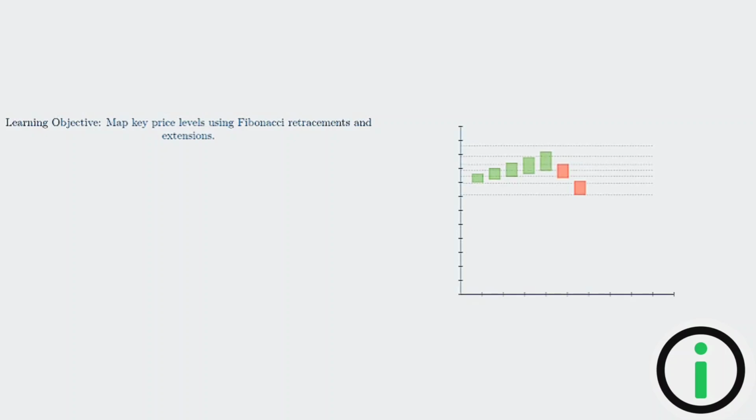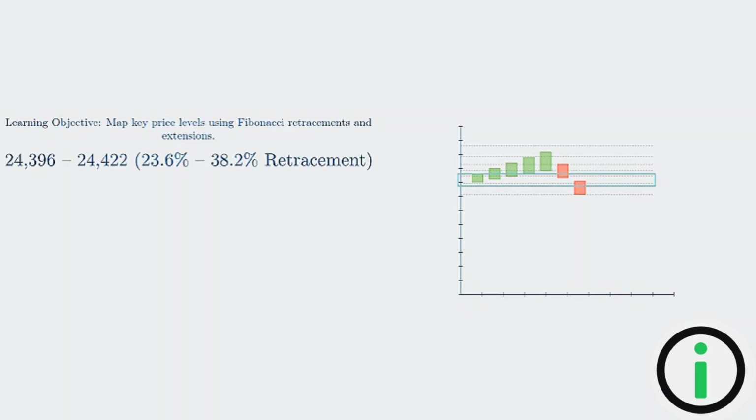To manage our risk and set realistic targets, we use Fibonacci levels anchored to the recent price action. Using the high-low range of the expiry session, we can identify where the price might encounter friction. The first zone of interest is between 24,396 and 24,422. This is the initial retracement area and acts as our near-term pivot. If the price fails to stay above this, the bearish momentum is likely to continue.